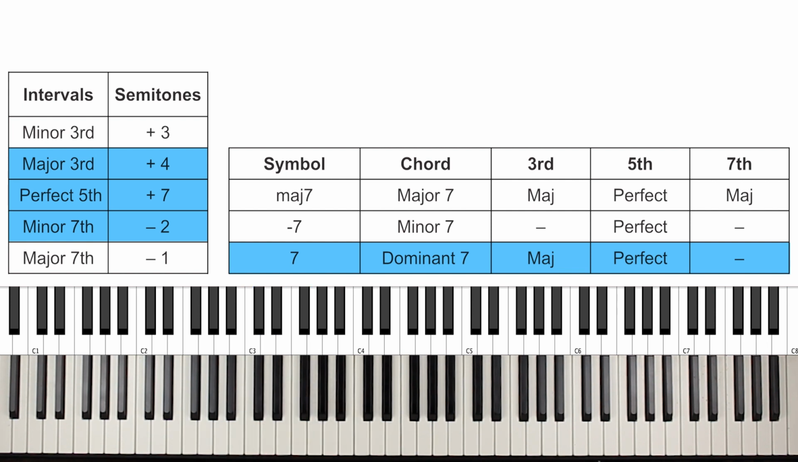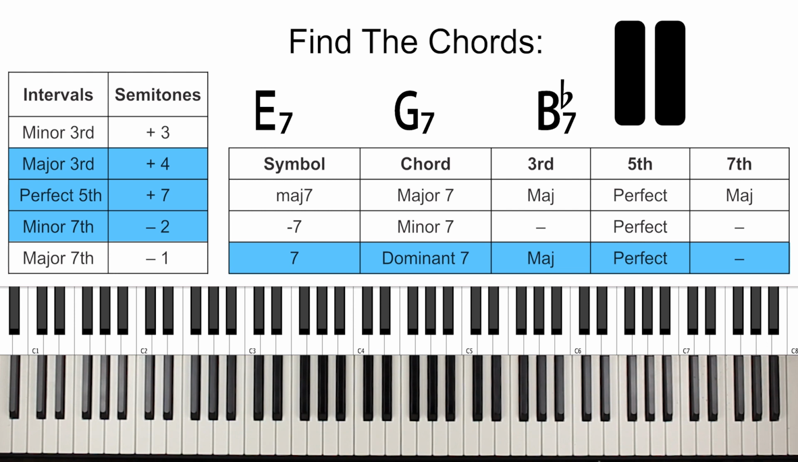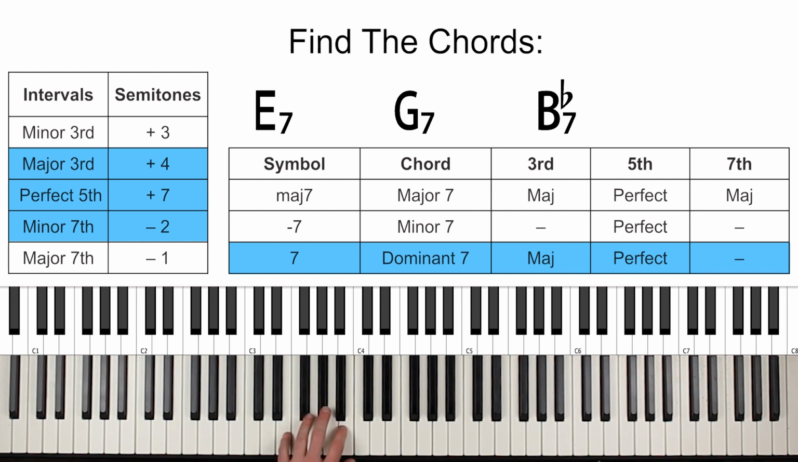Let's try and find E dominant 7, G dominant 7, and B flat dominant 7. So for E dominant 7, our root is E, then a major third, 1, 2, 3, 4, and then a perfect fifth, which is 1, 2, 3, 4, 5, 6, 7. And then a minor 7th. We come up to this root here and we go down 2. And that's E dominant 7.